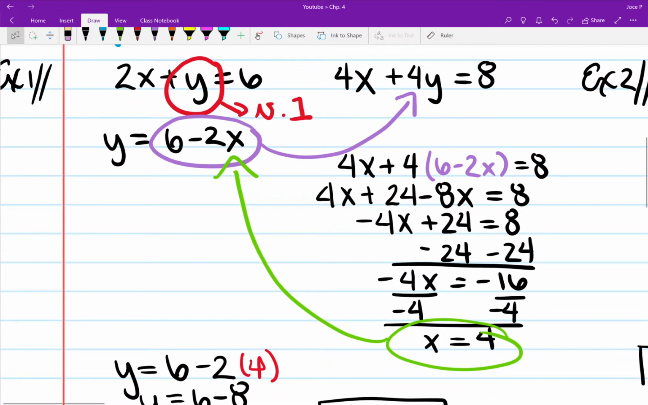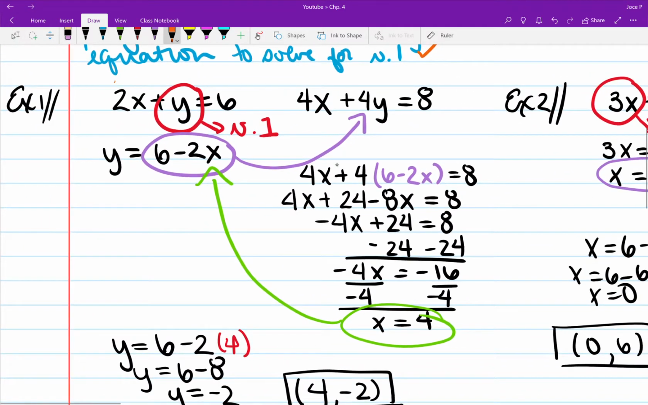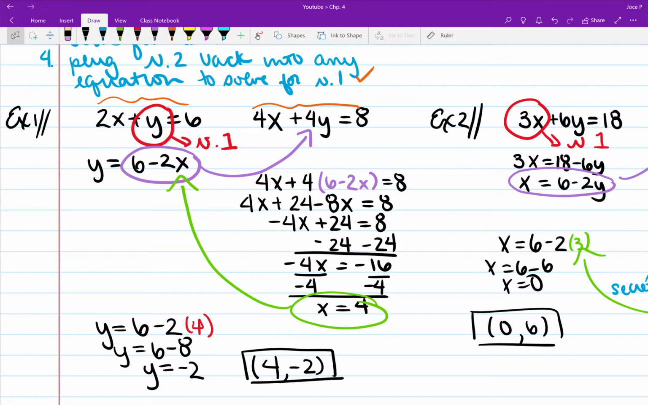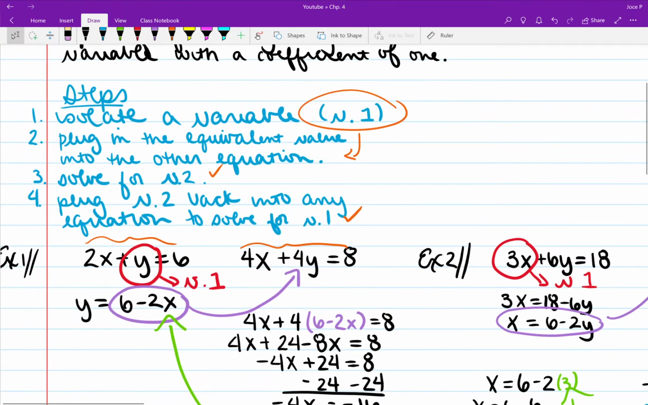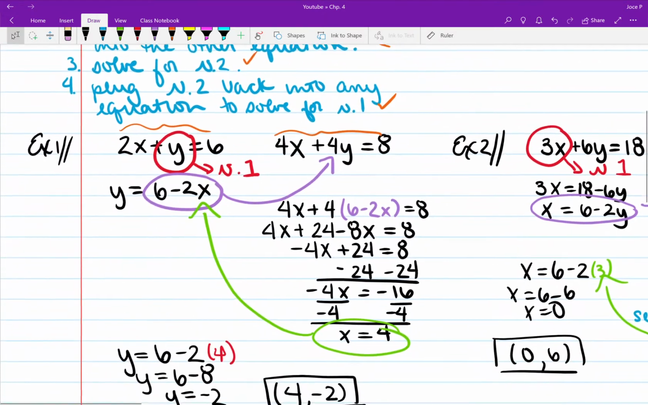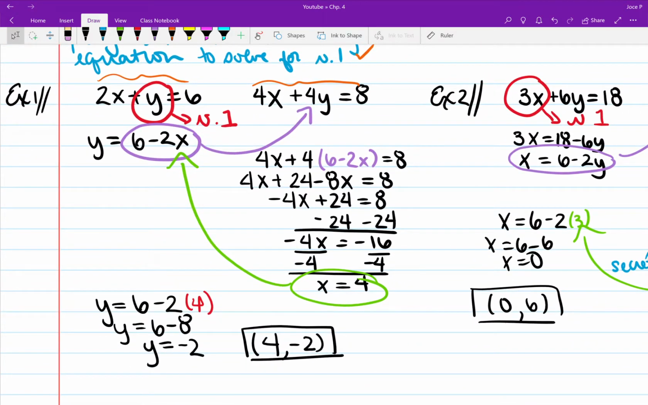We have our two equations, equation number 1 and equation number 2 here. If you notice, they are not yet in slope-intercept form, but that is okay for now. It doesn't need to be. Now, step 1, we need to isolate a variable, v1. Pick whatever variable you want.